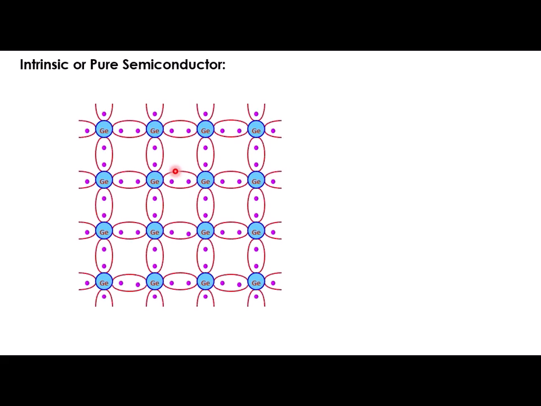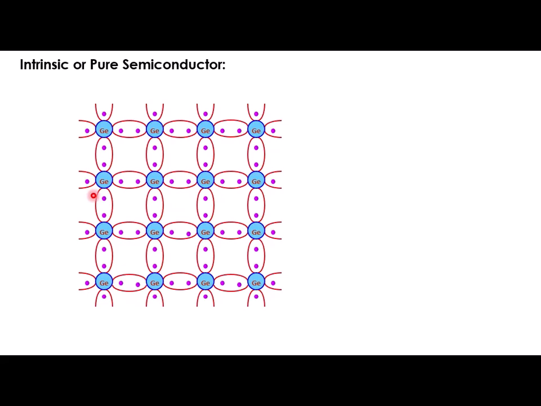So, these 4 electrons of germanium will form covalent bonds with the electrons of the nearby 4 germanium atoms, so that all the germanium atoms fulfill the octet rule and they will remain stable. Similar is the situation for silicon semiconductor also. Since silicon also has 4 valence electrons, silicon will form a similar kind of bond structure.